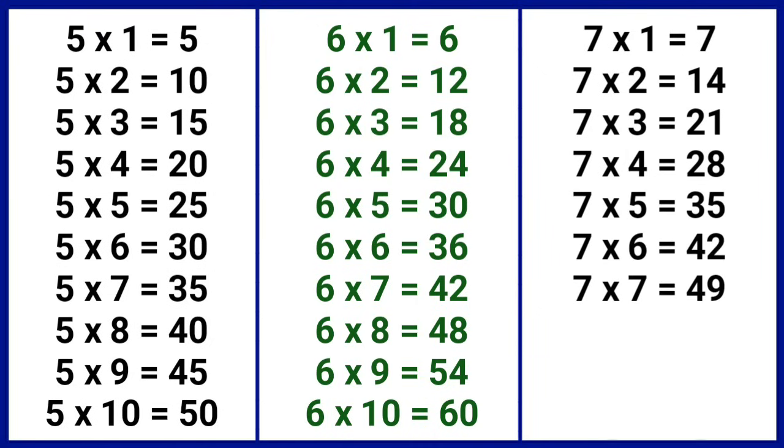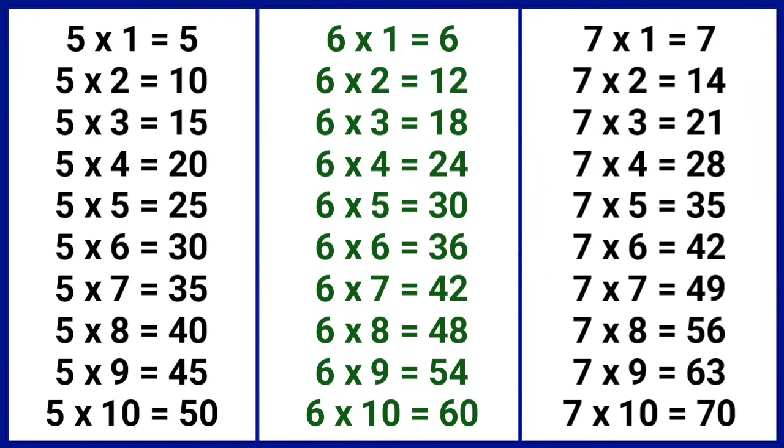7 sevens are 49. 7 eights are 56. 7 nines are 63. 7 tens are 70.